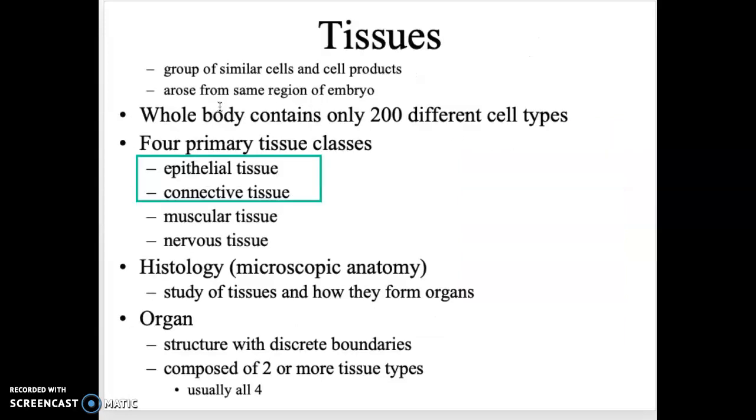So tissues, again, are groups of similar cells working together. We have 4 primary tissue classes. We'll go through epithelial and connective. Muscular and nervous we'll go through later on. And then organs, at least 2 different tissue types, usually all of them.